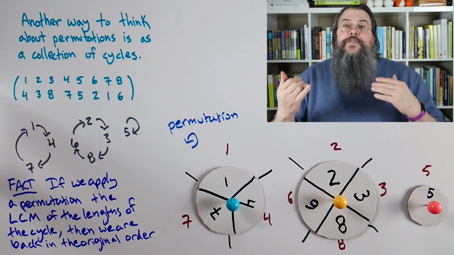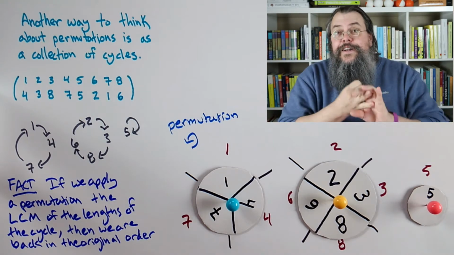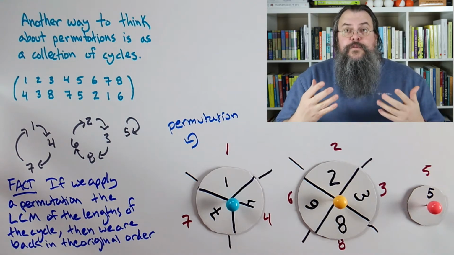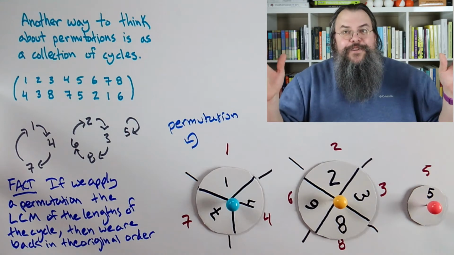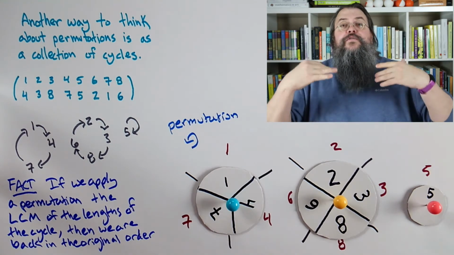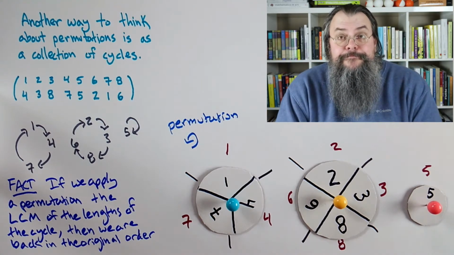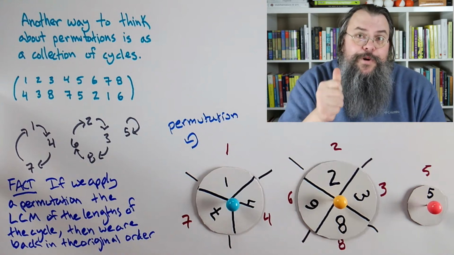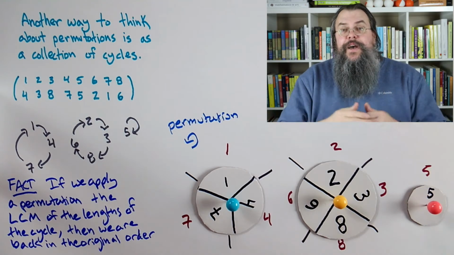So we say, okay, we just need something which is divisible by 3 and at the same time divisible by 4. Well, that's what the least common multiple does. I should have said also divisible by 1, but everything is divisible by 1. So what is the least common multiple of 3 and 4? In other words, the smallest number which both 3 and 4 divide. The answer is 12. So if you apply this one permutation 12 times, you get back to where you start.